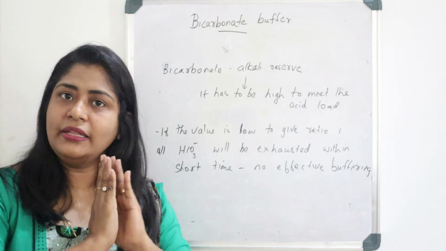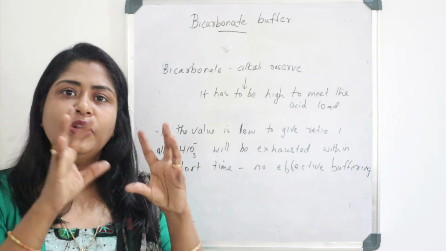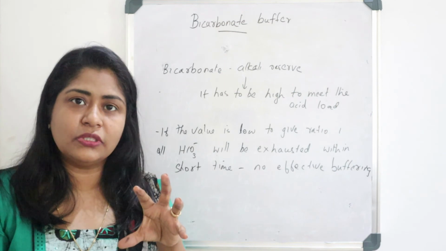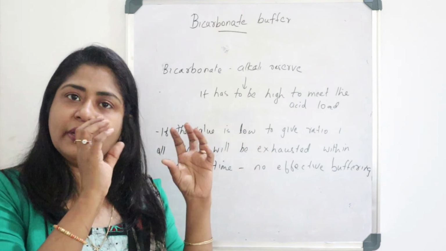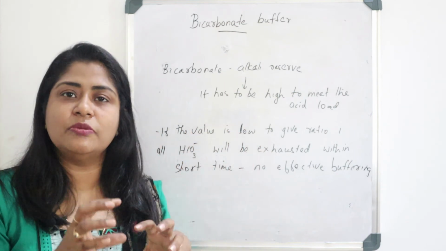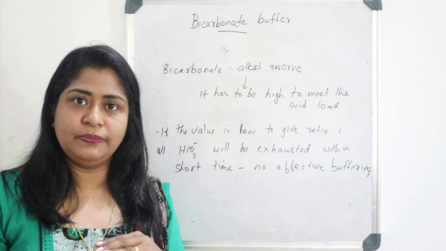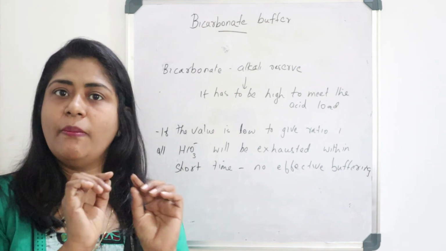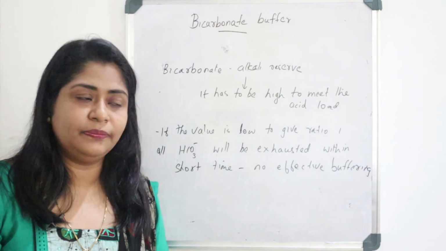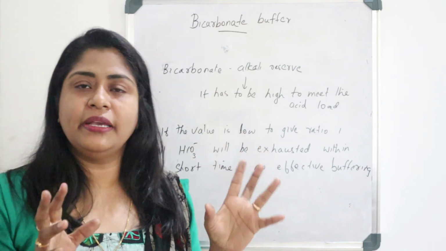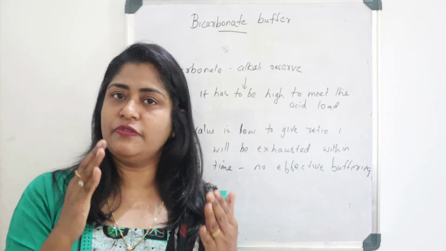So in order to maintain the pH at 7.4, or to buffer all the acids that are produced, the ratio of bicarbonate to carbonic acid must be 20:1. Then only we can attain the normal pH of 7.4. So that's about the bicarbonate buffer, and we can move to the phosphate buffer.